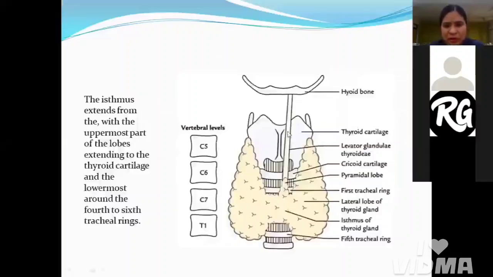Okay, so here you can see the thyroid cartilage, and this is the cricoid cartilage. If you see from the levels of the vertebrae, that thyroid gland extends from T5 to T1. Okay, and in front from thyroid cartilage up to the fifth and sixth tracheal ring. Okay, and this is the pyramidal lobe. You can see in this diagram. This is the third lobe, pyramidal lobe. Okay, and these are right and left lobes. This is the isthmus which joins the two lobes. Okay.